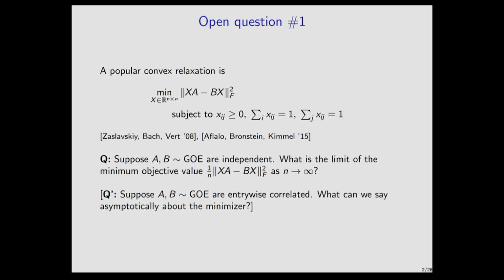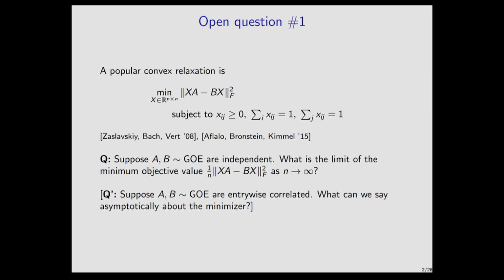And the first open question I want to ask is this. Let's consider a null setting where maybe there's actually no correlation between the graphs. So A and B are independent GOE or Erdős-Rényi matrices. Asymptotically, as n goes to infinity, what should be the behavior of this optimization problem? So the simplest question one can ask is, what is the limit of the minimum objective value?